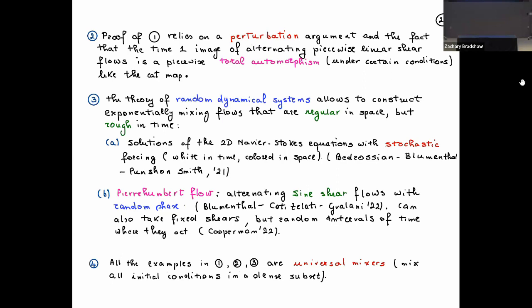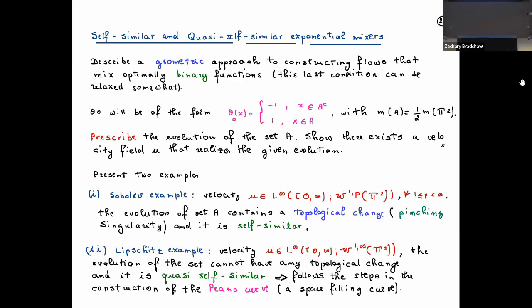And I should say that all this recent development, all of these are universal mixers. That is, they mix all the initial conditions in a dense subset. Okay? So all of this makes the theory rather settled, at least in some ways. And as I said, at the time that we presented this work, there were also related constructions by Andre, and I will comment about them a bit later. So, let me present our results.